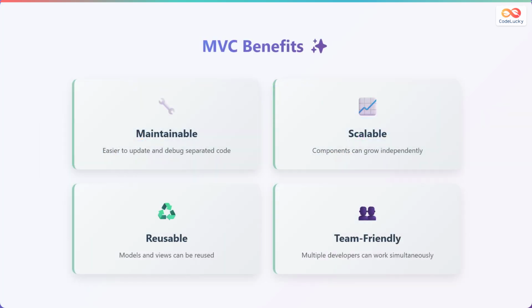What are the benefits of using the MVC pattern? Firstly, it makes your code more maintainable by separating concerns. Secondly, it makes your application more scalable, as components can grow independently. Thirdly, it promotes reusability, as models and views can be reused in different parts of the application. And finally, it's team-friendly, as multiple developers can work on different components simultaneously.